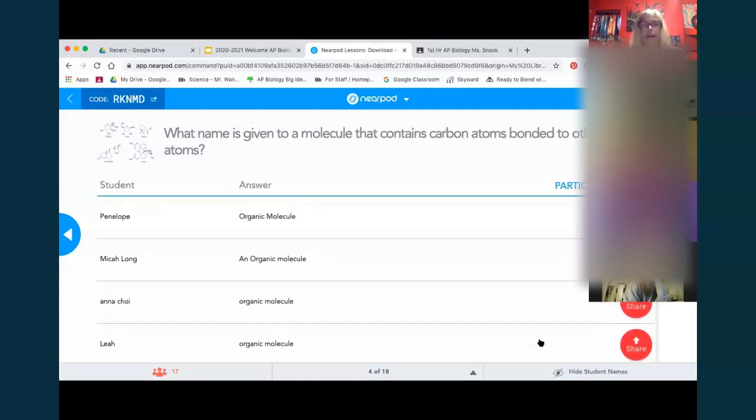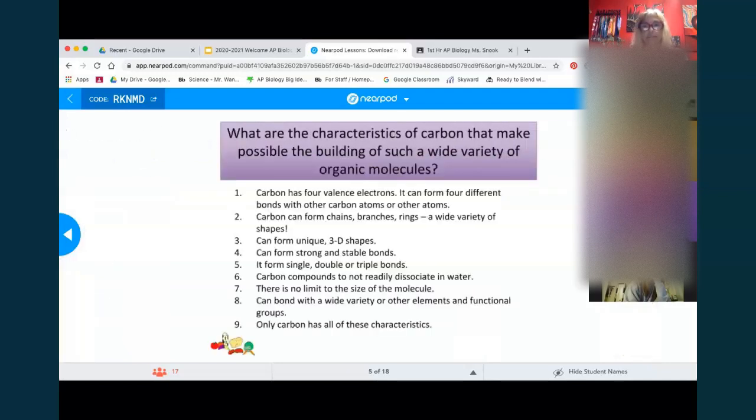Carbon bonded to other carbon creates organic molecules. It used to be we would say all organic molecules contain carbon, which is true, but not all carbon molecules are organic. Like carbon dioxide or carbon monoxide, they are not organic molecules. So the key is that it has to be bonded to other carbon atoms.